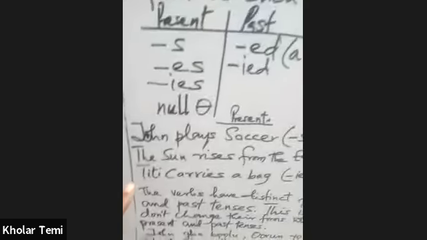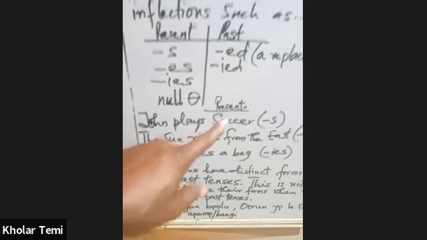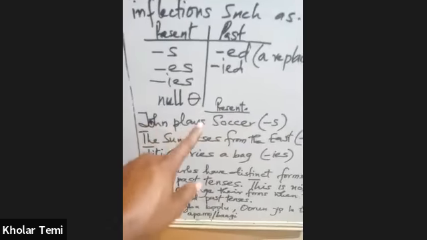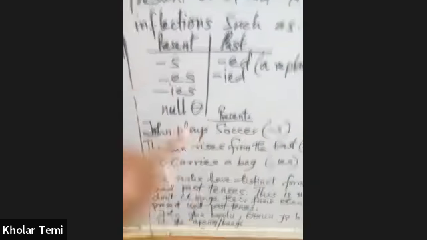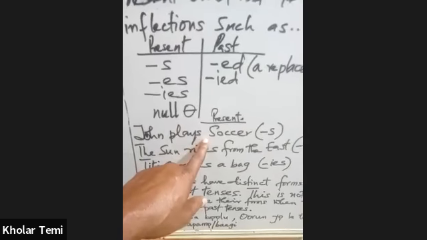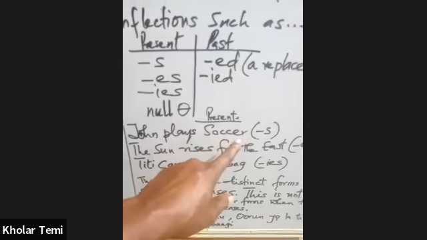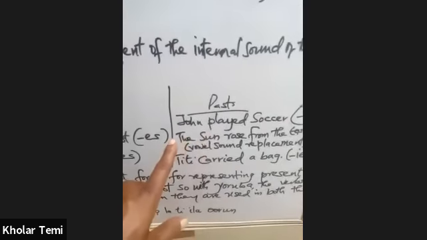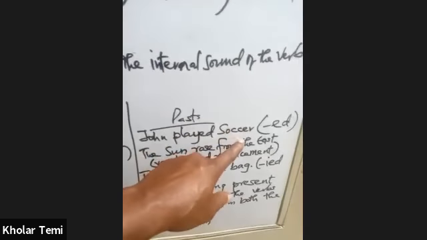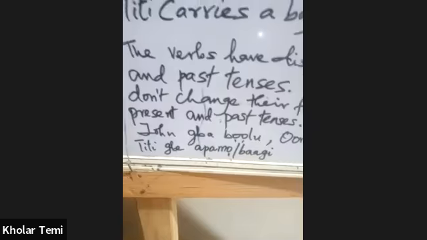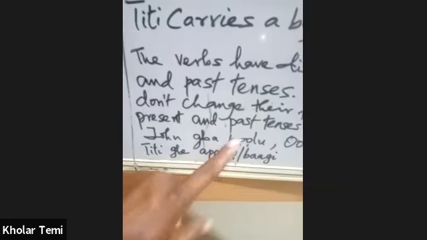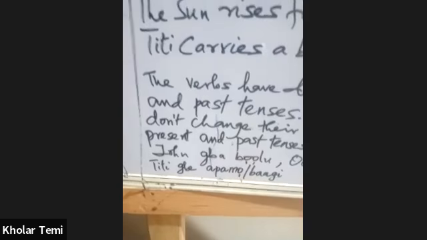So, like what I just said, look at this. John plays soccer. It is this S that is being added to the play. John plays soccer. You now see the past tense will now be John played soccer. ED. But in Yoruba, it is this. John gba bọ́ọ̀lù. John gba bọ́ọ̀lù.